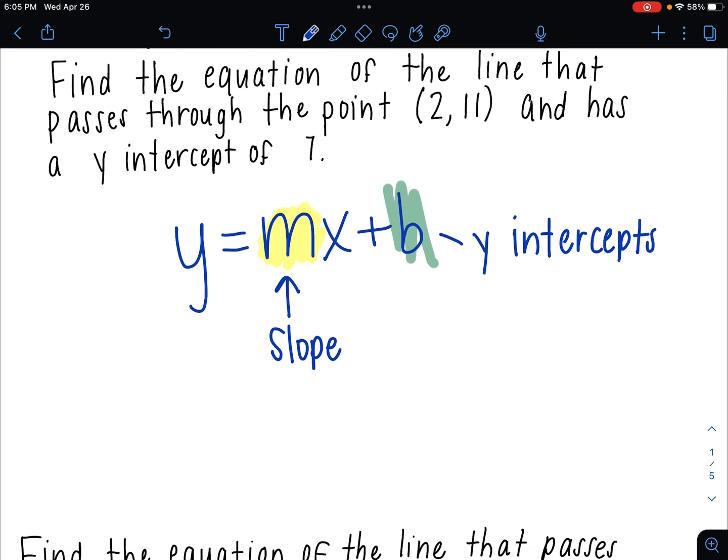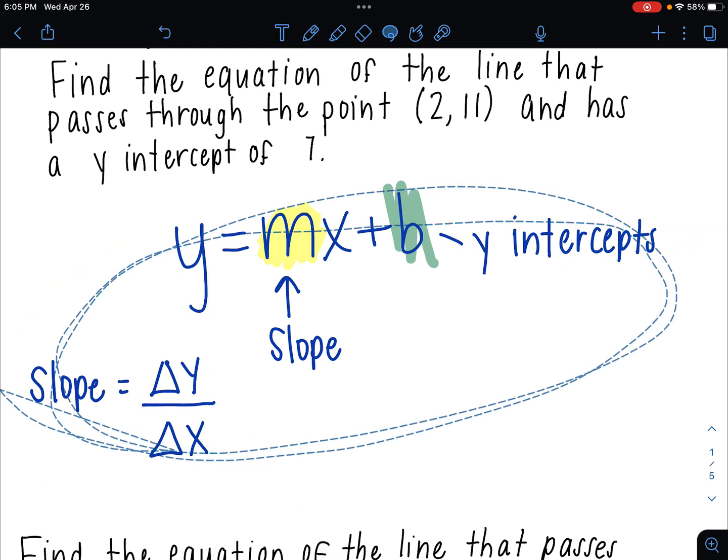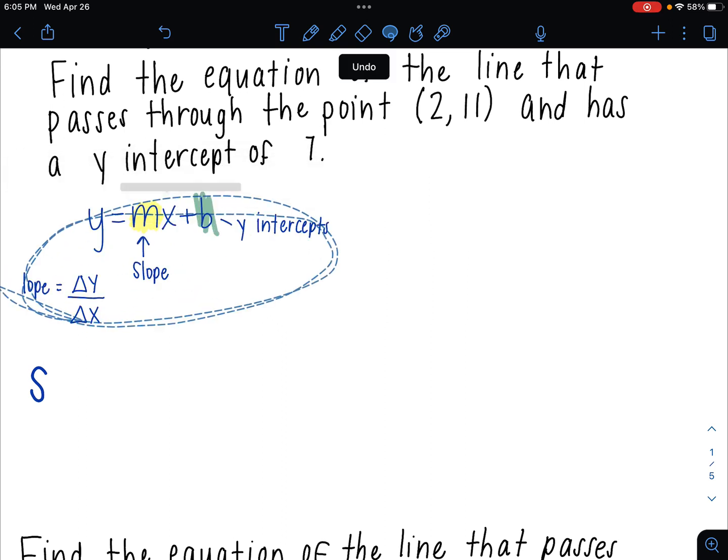examples. One other thing we want to review is slope is our change in y over our change in x. So our vertical change over our horizontal change. So those are the things that we need to be thinking about as we look at this first example. I'm just going to make this a little bit smaller and move it off to the side over here.